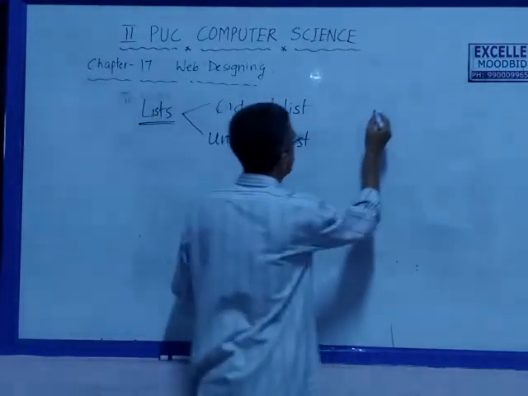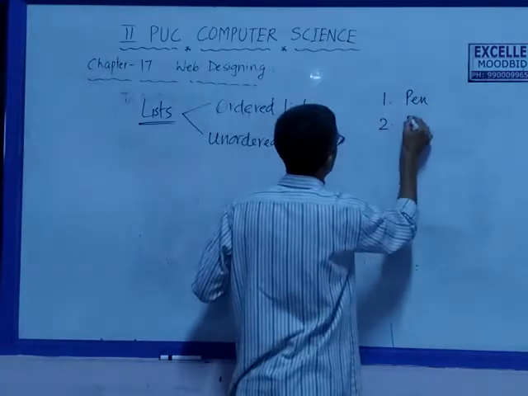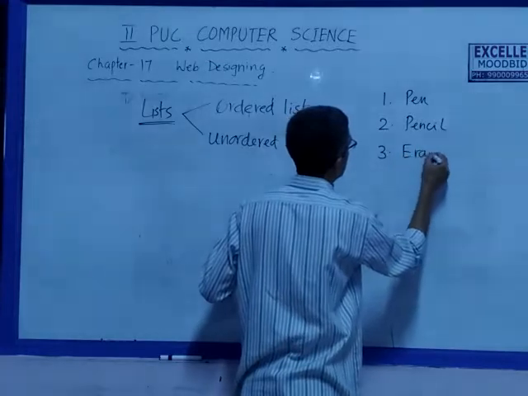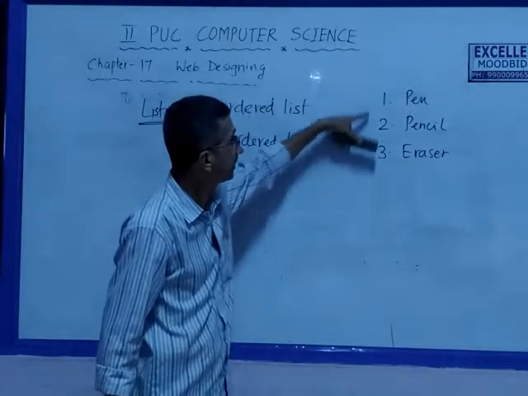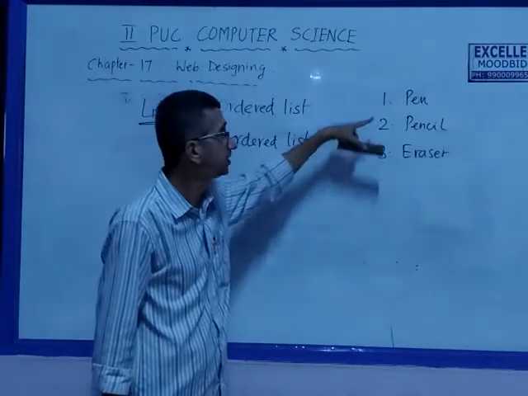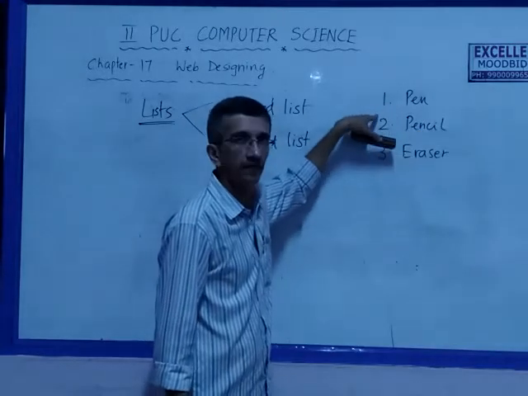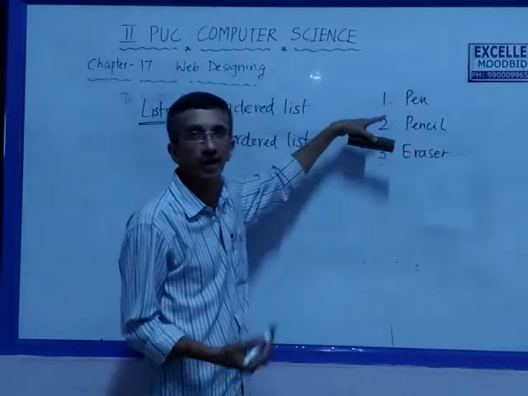So, for example, to present a content like 1, pen, 2, pencil, 3, eraser, like this. So this is a list of items, but this list has a number. Each item has a number. This is called the list number, which is the identifier, and this is the list item. So this is also called list marker.